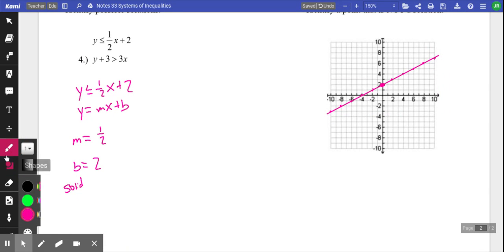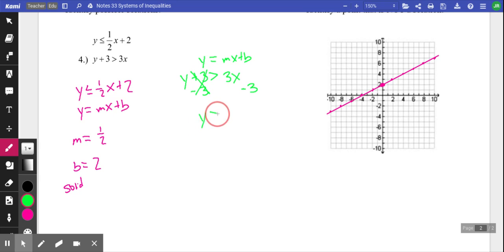All right, my next inequality is y plus 3 is greater than 3x. When I compare this to y equals mx plus b, I don't have it yet. I don't have y all by itself. So that means that this positive 3 needs to move to the other side. Since I'm going to the opposite side, I need to do the opposite, which would be minus 3 on both sides. This gives me y is greater than 3x minus 3.